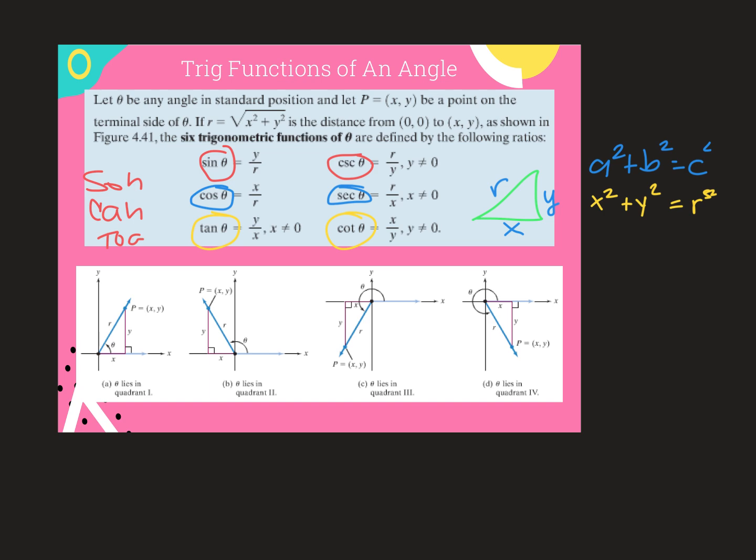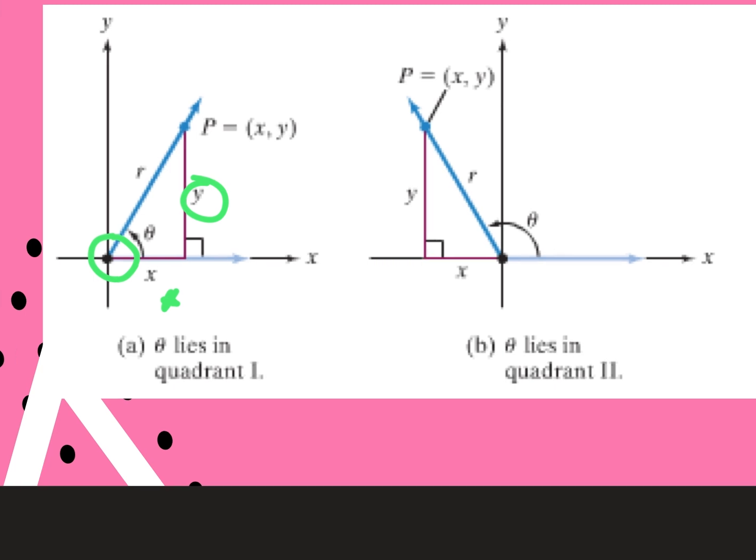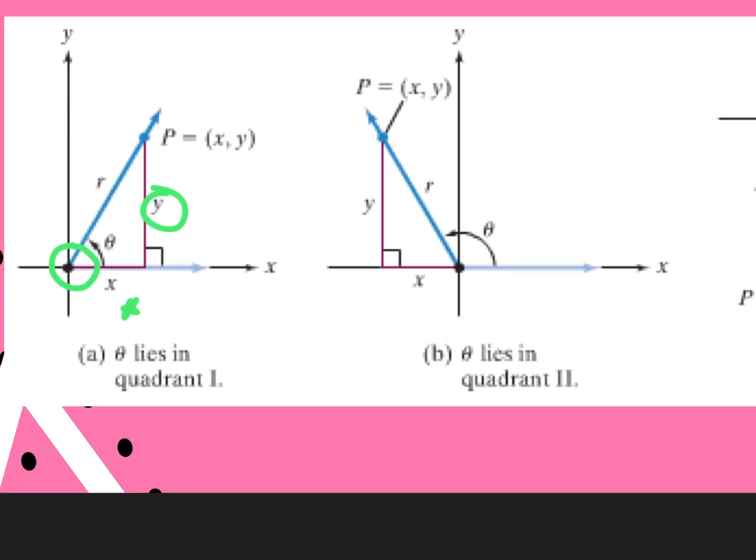So if you have an angle and they tell you that it lies in the first quadrant, you're always going to draw your angle from the origin. So theta is at the origin. And then you have your x on the x-axis, your y here, and your r here. What do you know about your x and y values at point P? They're both what kind of numbers? Positive. Good.